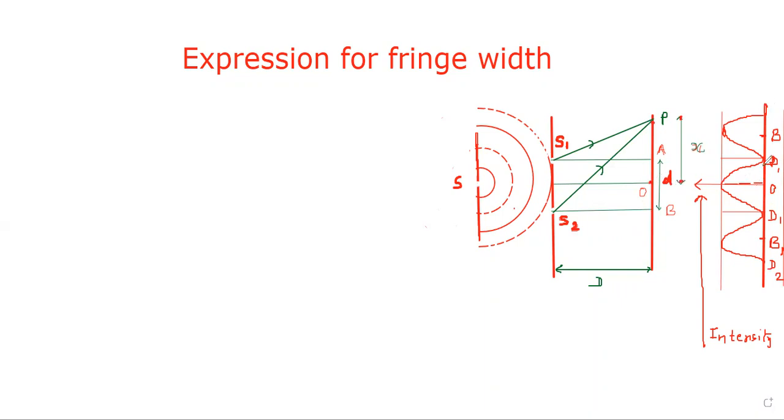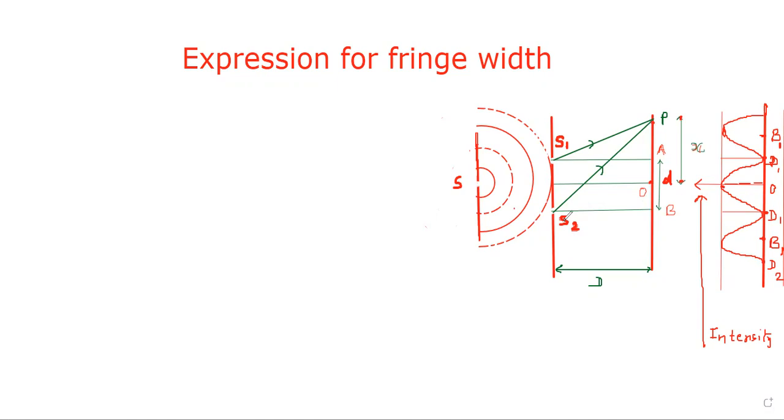And in this diagram, these peaks indicate a bright fringe, and here these points indicate the position of a dark fringe. Here, the center of a bright fringe is denoted as B1, and dark is denoted as D1. Similarly, this is D1, this is B1, then this is D2, and here, this line indicates intensity. Now, let's see the expression.